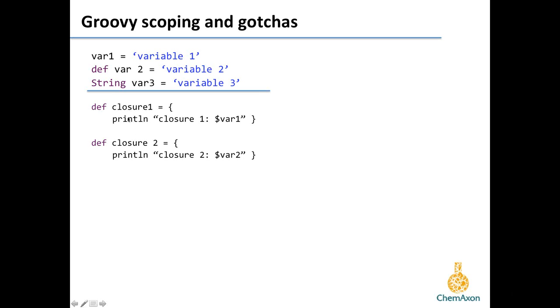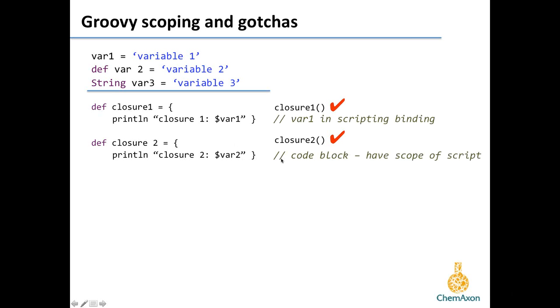So if we were going to define closure 1 and closure 2, and my apologies, that's not supposed to be a space there, and then we attempted to call closure 1 and closure 2, both of these will work. Now if we had just made a method that had var2 in the previous section, you'll see that it didn't work. However, because this is a closure, in the code block, it has the scope of the entire script. And in this one it works just fine because var1 was always in the script binding anyway.